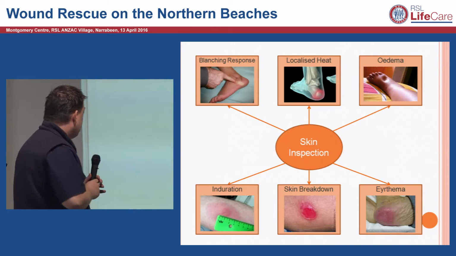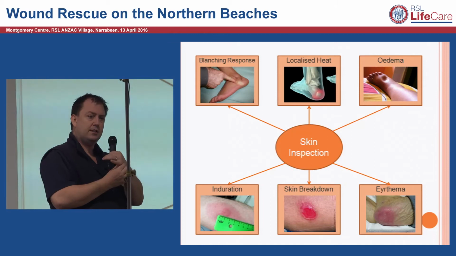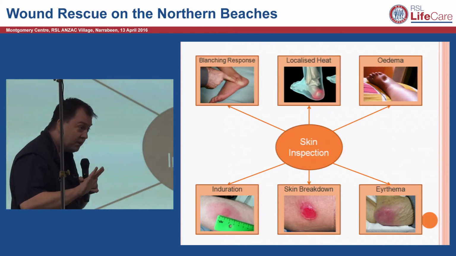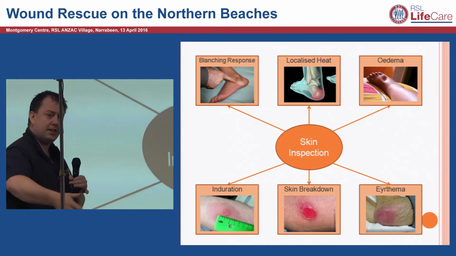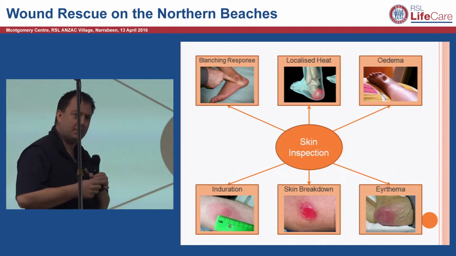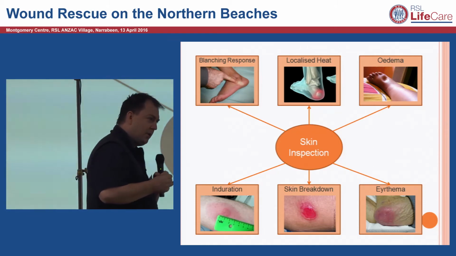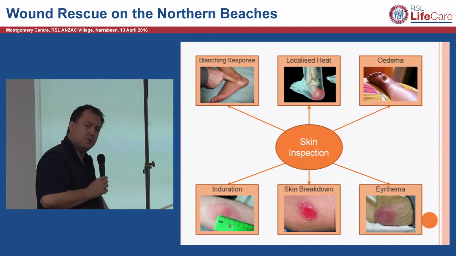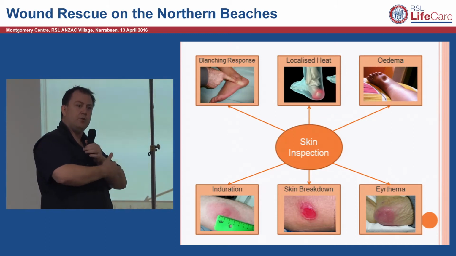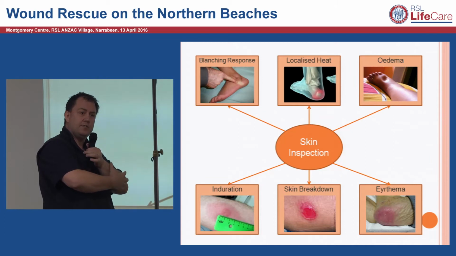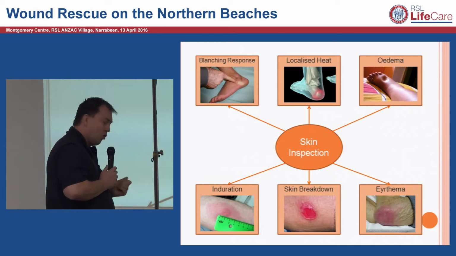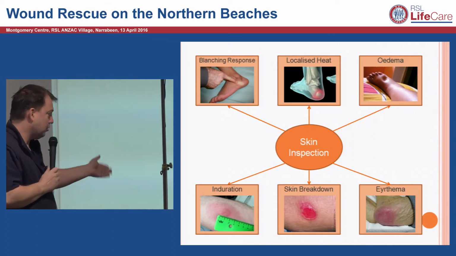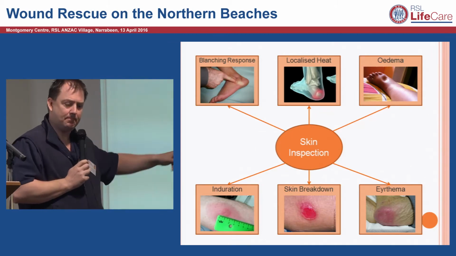So what are all these wonderful things? Blanching, push the skin, colour comes back. Okay. Localised heat, it's warm to the touch. Edema, we've just had an hour talk on lymphedema, and so if you don't know what that is, better turn your brains on. Induration, this is the hard one. My best description is a mozzie bite. Red focal centre with a spreading area of redness to the outside, and generally very dry, and hard. Okay. Skin breakdown, shouldn't have to tell you what that is. Erythema, redness. Okay.